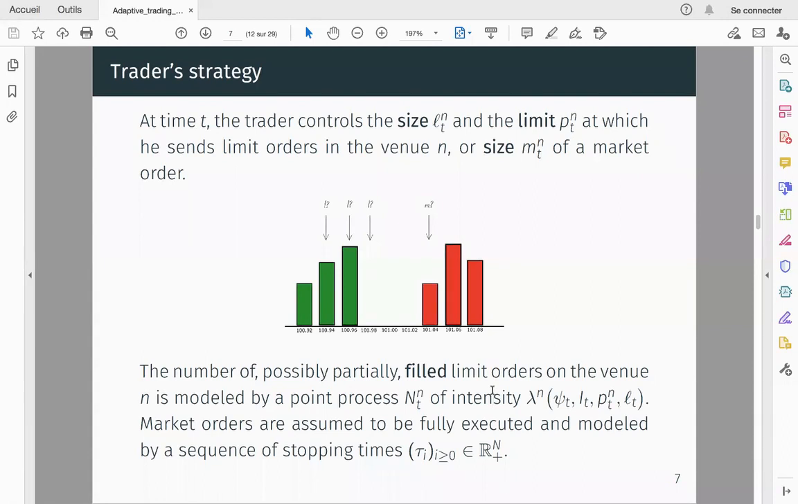And in this work, we assume that market orders are fully executed and are modeled basically through an impulse control formulation. So basically, the trader will choose the time tau I at which he will send a market order on each venue of size MIN.